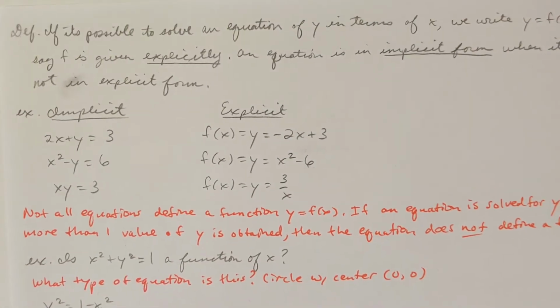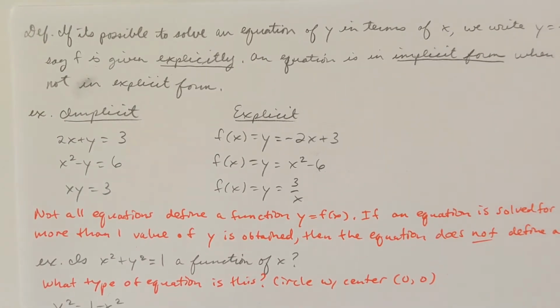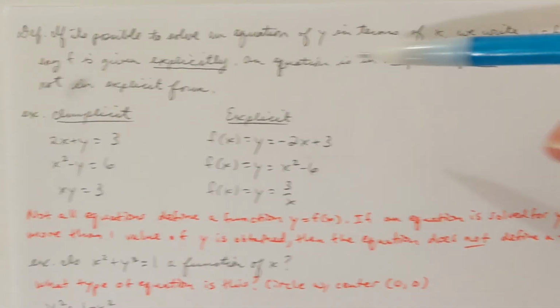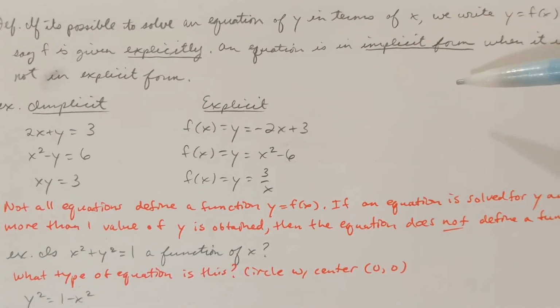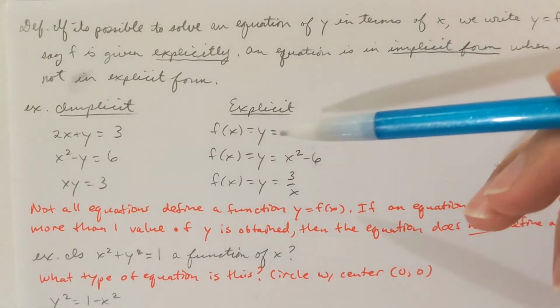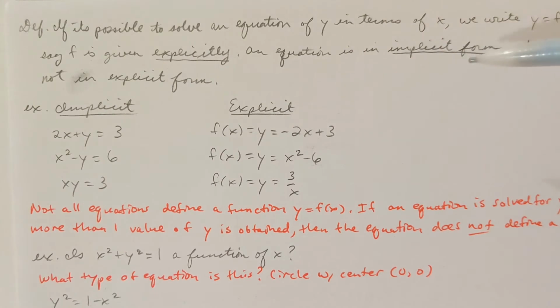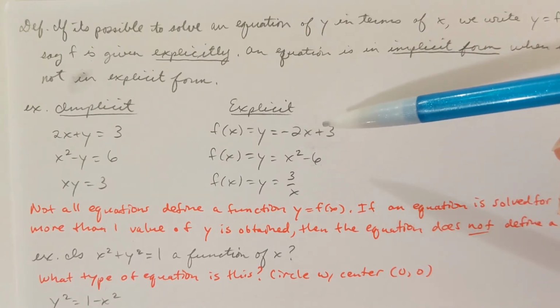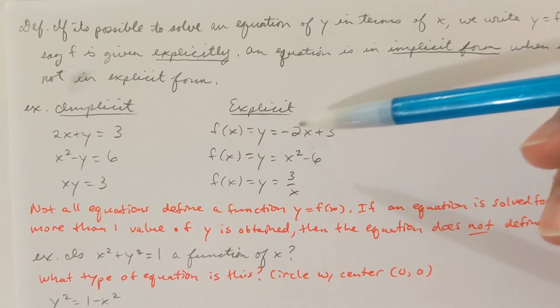So, definition: if it's possible to solve an equation for y in terms of x, then we write y equals f of x, and we say that f is given explicitly. An equation is in implicit form when it is not in explicit form. Here are three examples. 2x plus y equals 3 is an implicit form. When you solve for y, y and f of x mean the same thing. So f of x equals -2x plus 3, or y equals -2x plus 3. Now you're in explicit form.